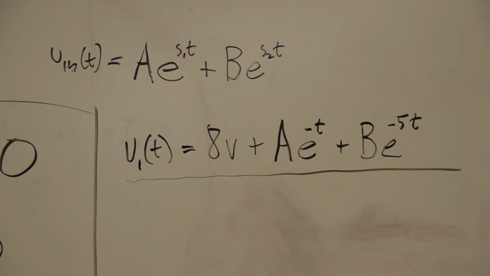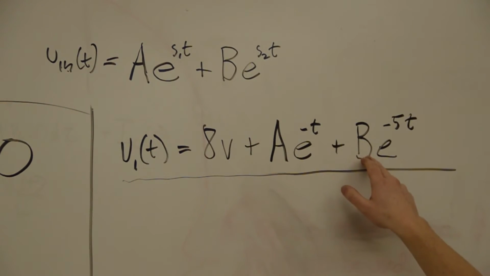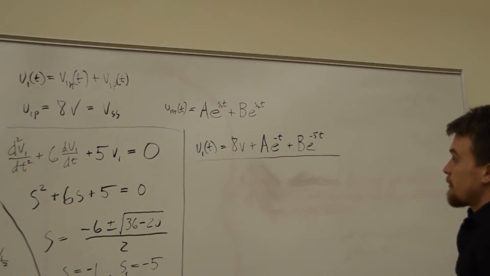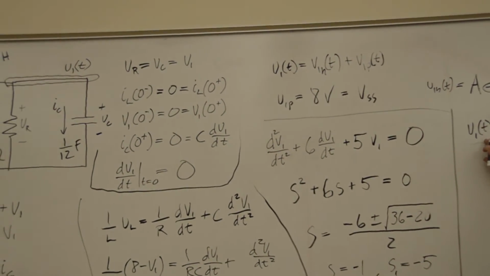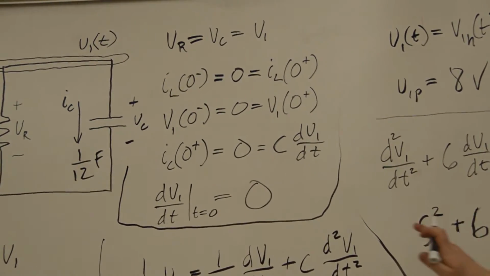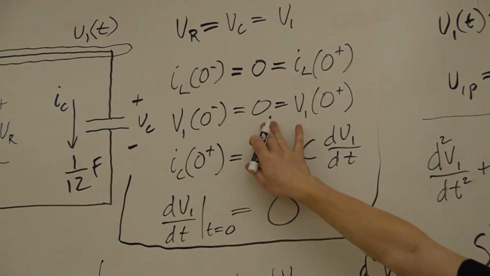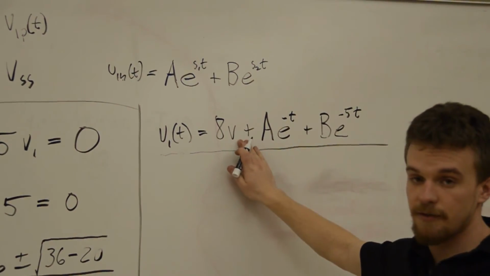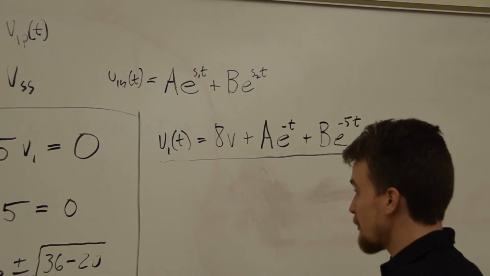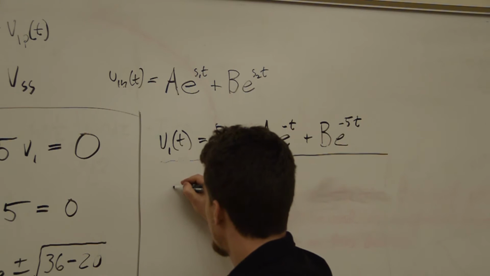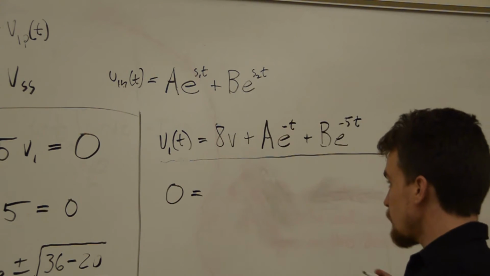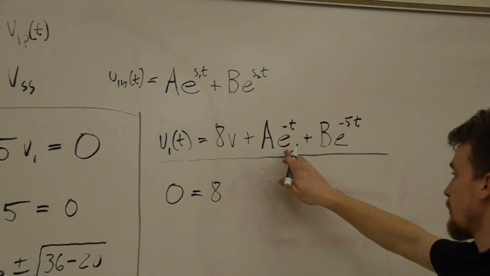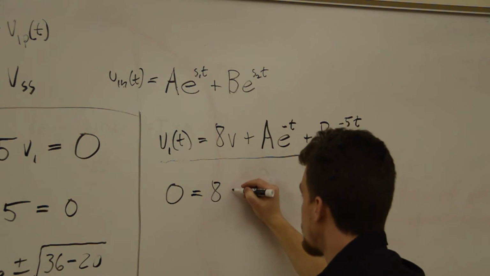Now, we also know from differential equations that we solve for the values of these constants using our initial conditions. Let's see what our initial condition for V1 is. We already solved for that. We know that V1 at t equals 0 is equal to 0. So we can substitute t equals 0 into this equation and set our result equal to 0. At t equals 0, this constant term stays, and these exponential terms become 1.